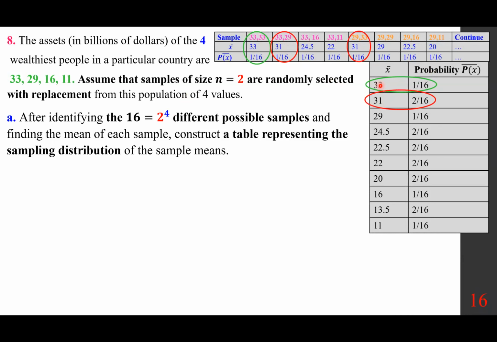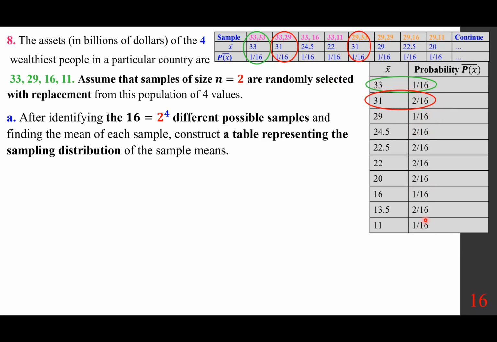1 and 1, it's 2 over 16. I didn't want to write 1 over 8. Everybody knows it's 1 over 8. And if you were to represent that as the final answer, the answer is 1 over 8. But I wanted you to see why, when you look at the number itself, it's 1 out of 16 for 29, 1 out of 16 for 16, 1 out of 16 for 11. But the other averages, there are 2 out of 16, okay?